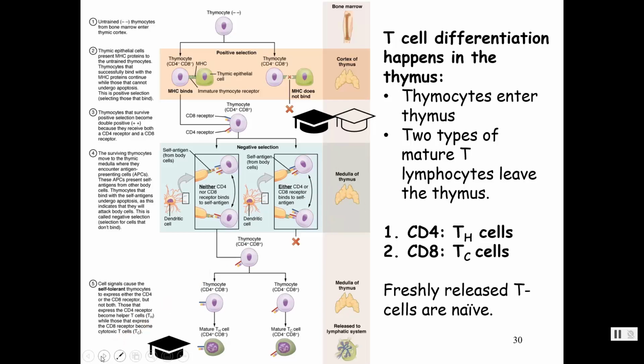If they pass that test, then they're either going to get 1 cell marker, either a CD4, and that means that they are going to become a mature T helper cell, which we'll talk about later when we talk about the specific immune system. Or they become a CD8 cell, and those CD8 cells are going to be the cell killers, so they're called cytotoxic T cells. And then they're going to be released to the lymphatic system.